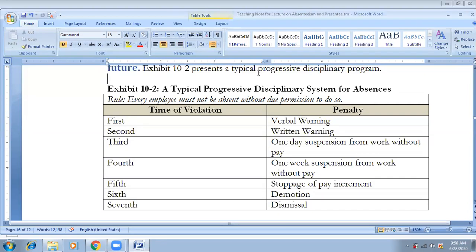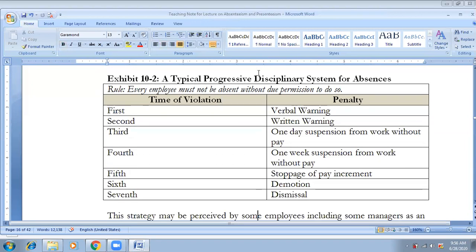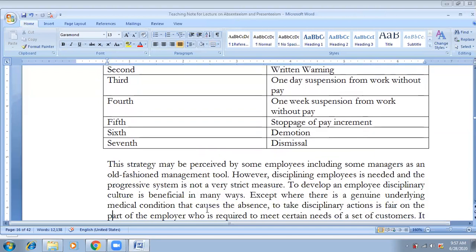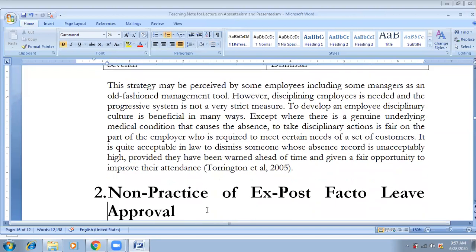Now, this is an example of a typical progressive disciplinary system. If we follow this type of thing, then the employee will have a chance of improving. The manager also will have a chance of studying the reasons for the absence of the employee. Hopefully, the manager will be able to find some fair remedies to stop or minimize the absence of the employee.